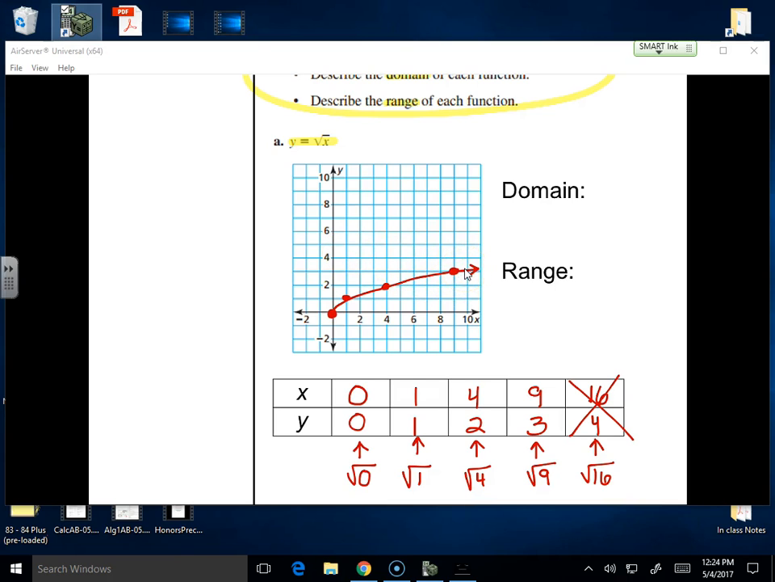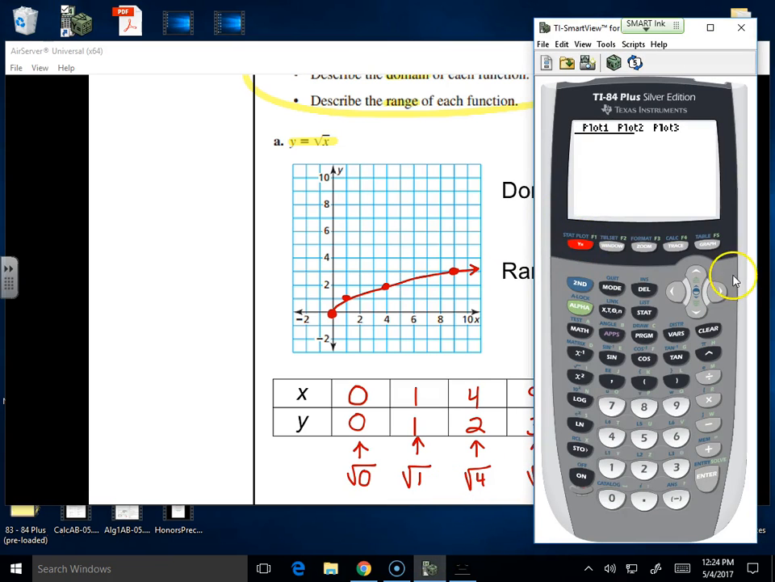Lines go on forever both directions. Parabolas go on forever both directions. Not forever the other way. It doesn't go down. It goes up. Or maybe the other way as well. But if I was to open my graphing calculator, let's see if there's any way to make this square root.